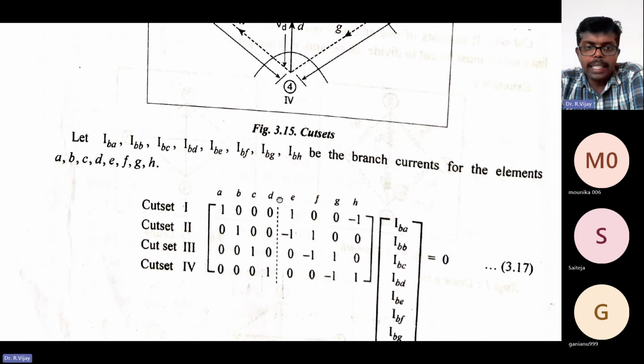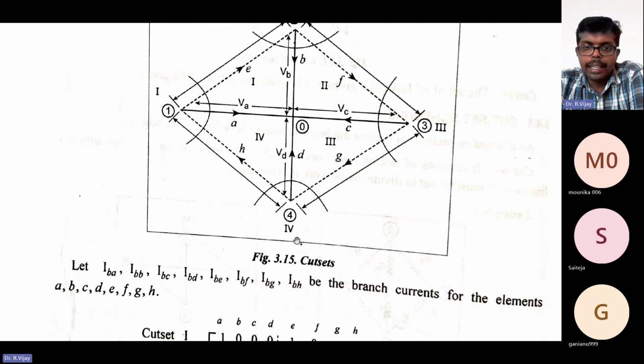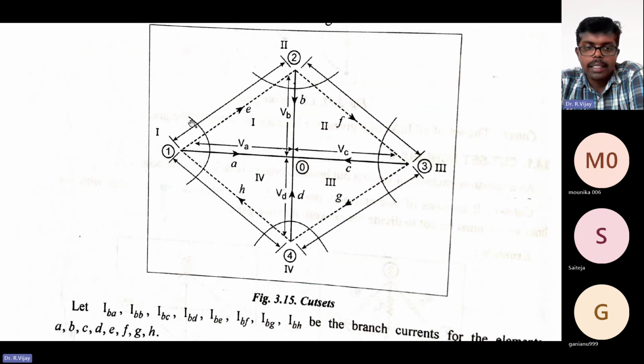So now we are forming the cut set 1, 2, 3, and 4. Cut set 1, cut set 2, cut set 3, and cut set 4. So for cut set 1, A, B, C, D, E, F, G, H are the branch currents. So this is the cut set 1, which we draw like this.